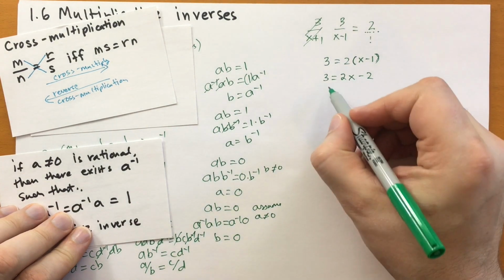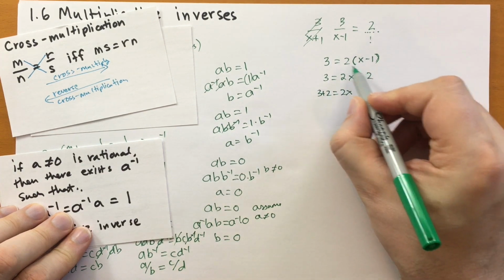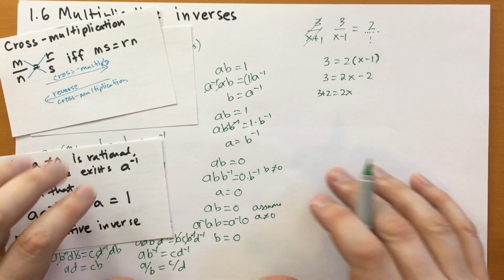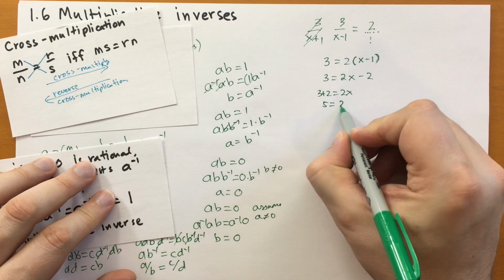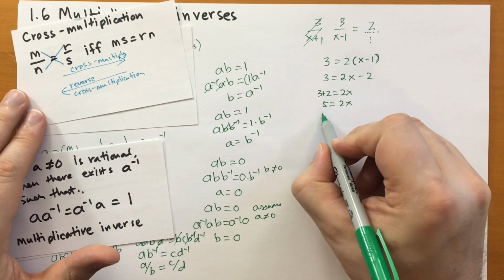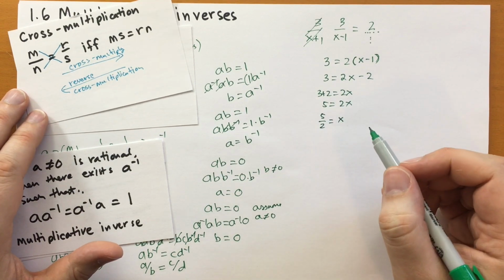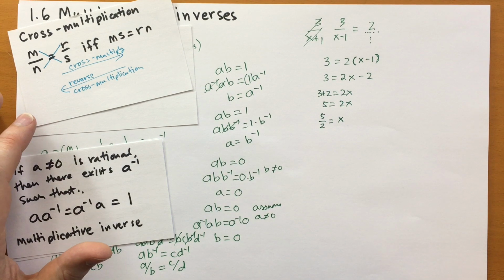And then he moves the 2 to the other side, so we get 3 plus 2 equals 2x. Remember, terms, when they cross the equal sign, they flip their sign. So we have 5 equals 2x. And let's do cross multiplication in reverse. So we get 5 over 2 equals x. x is 5 halves. That was it.